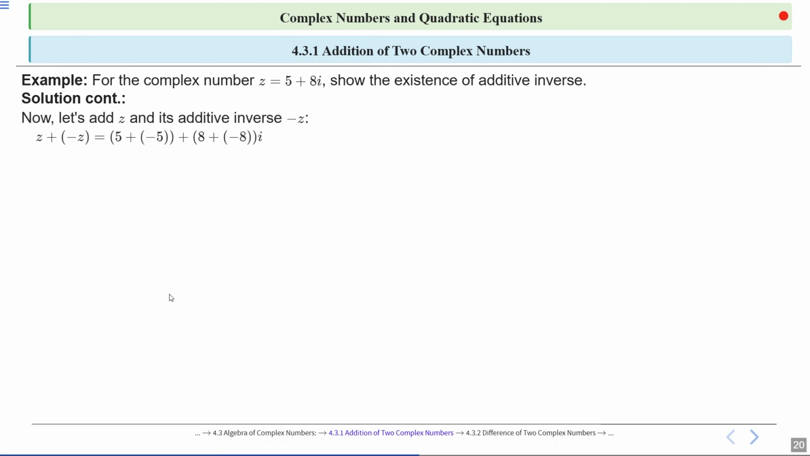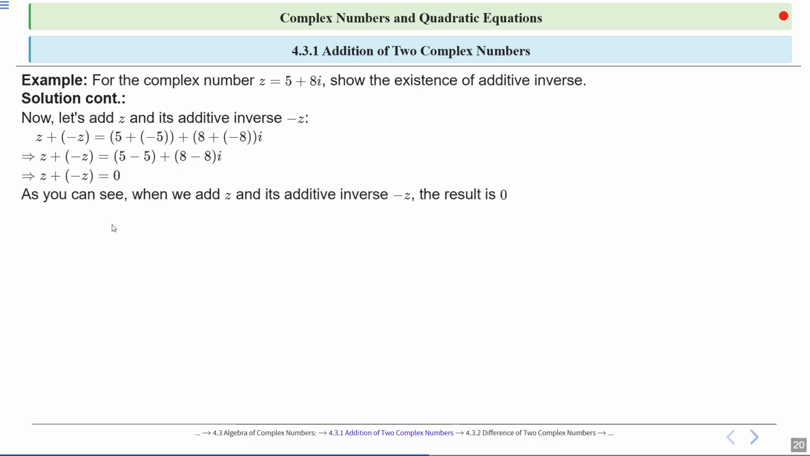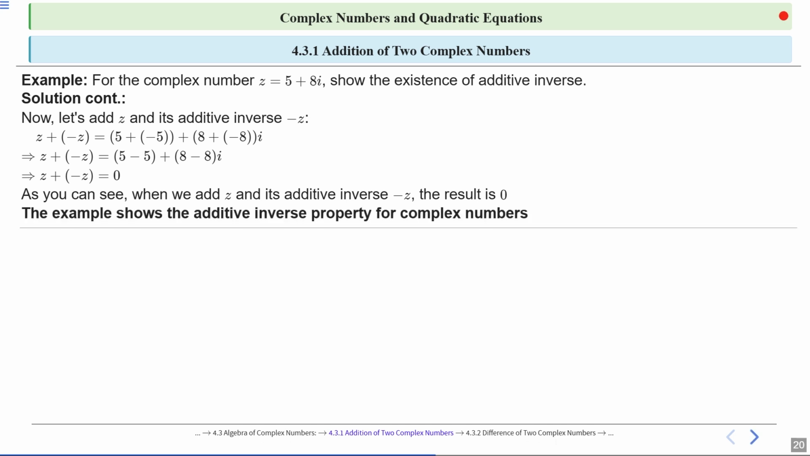Now let's add z and its additive inverse minus z. So z plus minus z equals 5 plus minus 5 plus 8 plus minus 8 times iota. It implies z plus minus z equals 5 minus 5 plus 8 minus 8 times iota. So it implies z plus minus z equals 0. So as you can see, adding z and its additive inverse minus z gives us 0. So the example shows the additive inverse property for complex numbers.